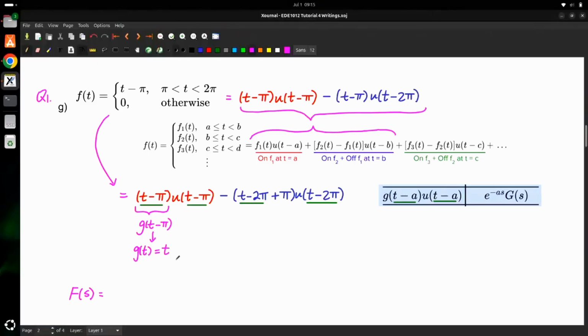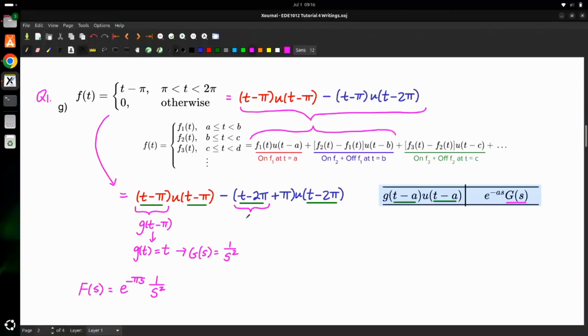Okay? So then what is the big G of s? The big G of s is just 1 over s squared. So then you just plug into here, because this is your G of s. So therefore, you really just write it down as e to the minus pi s times 1 over s squared. So that will be your first Laplace transform for the first term. Then the second term, you just do exactly the same. You can see this is t minus 2 pi, this is t minus 2 pi, so therefore, without much fanfare, this is also 1 over s squared.